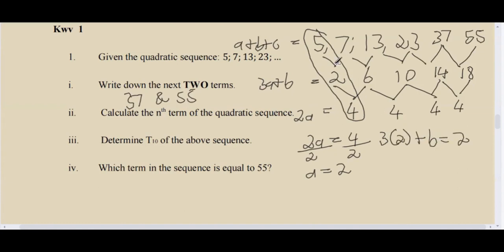So we are equating it to this value here. Then what is 3 times 2? That's 6. And then let's just transpose it over to that side. That would be 2 minus 6. So our b would be equal to negative 4.